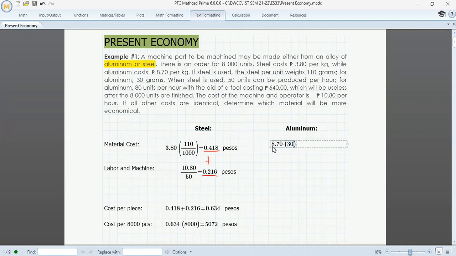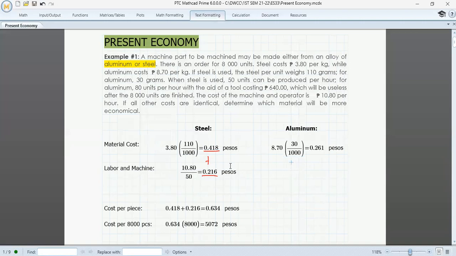So si 30 ba ay i-divide pa rin natin kay 1,000 or hindi na? So, tingnan muna. Si 30 is in grams. Therefore, kailangan pa natin siyang i-divide by 1,000. So, 30 divide by 1,000 para ma-convert siya into kilogram. And that will give us 0.261 pesos.